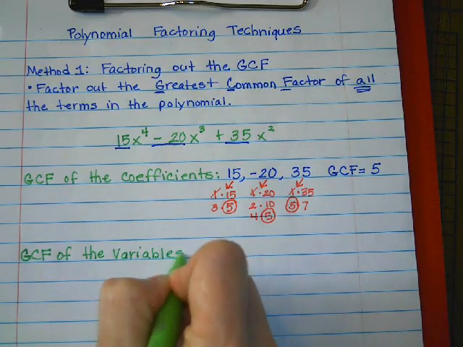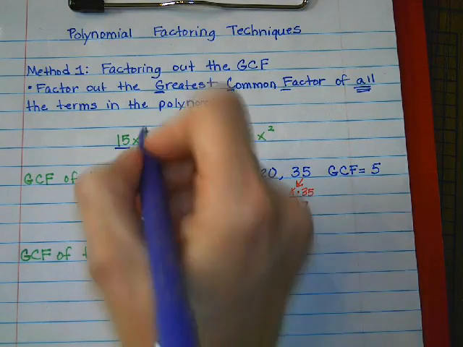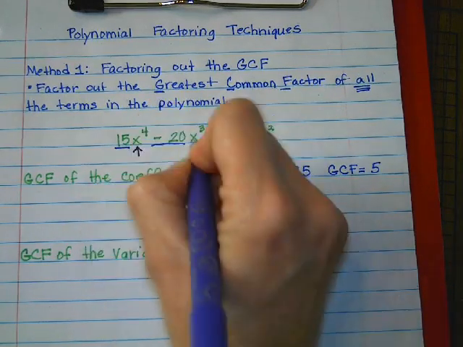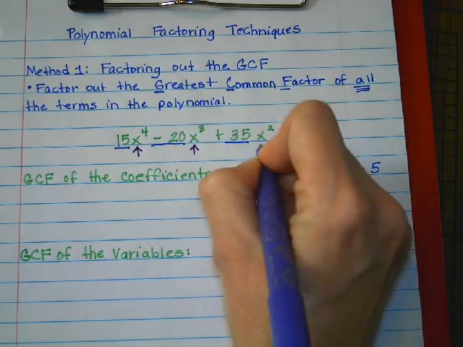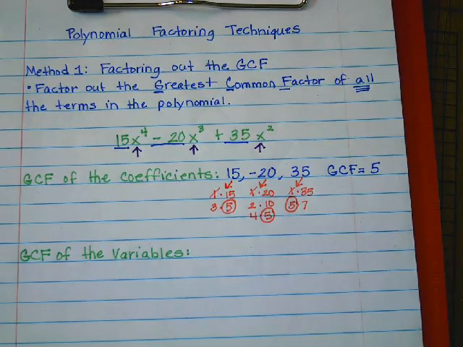In order for it to have a greatest common factor for variables, all 3 terms, or all factors in the polynomial, must contain the same exact variable, even though that variable is to a different power. So let's look at ours. This first term contains an x, the second term contains an x, and the third term contains an x. So since all terms in our polynomial contain the variable x, we can have a greatest common factor with x.